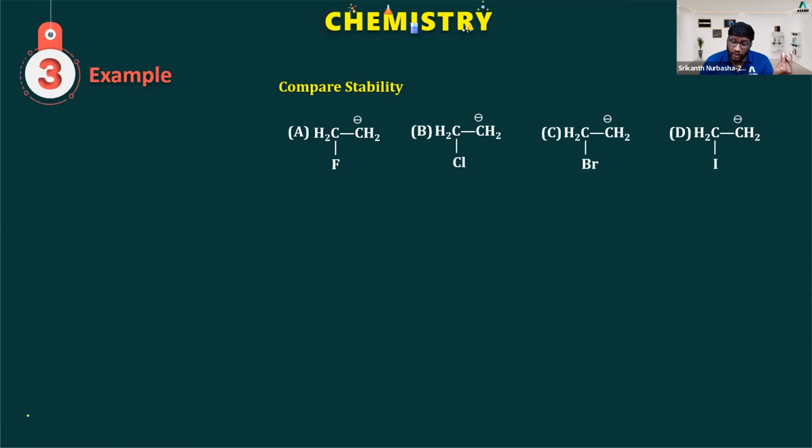Compare stability now. Fluorine, chlorine, bromine, iodine. This is the simplest case. A, B, C, D have been given. What is the order? All are electron withdrawing groups by inductive effect. Which withdraws the electron density greatly? Fluorine withdraws greatly, then chlorine, then bromine, then iodine.